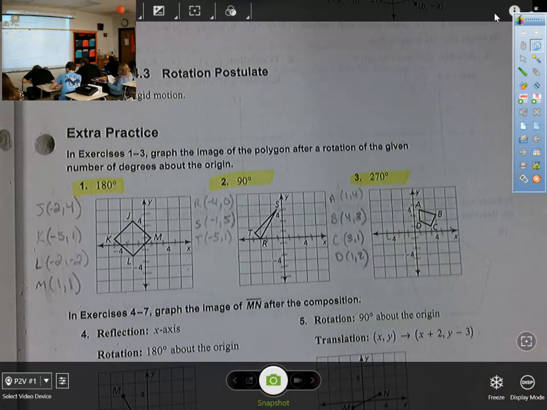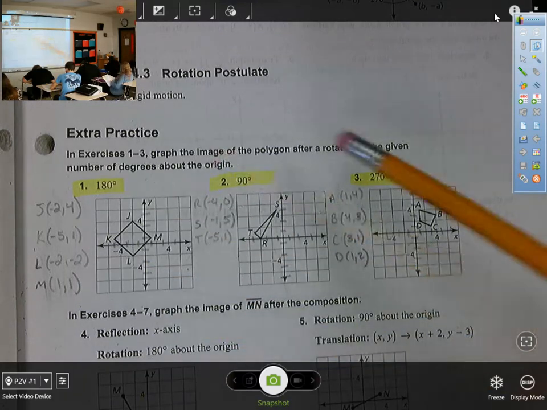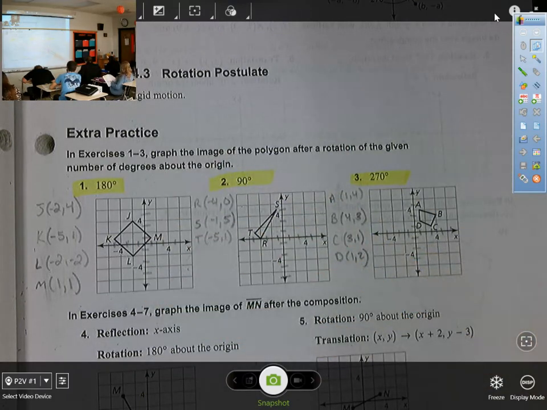So now you just have to follow the rules and do your rotations, and you can do them directly on here. When you're done, make sure your name's on it, tear it out, and give it to me. If you don't finish, it's homework. It'll be due at the beginning of class tomorrow.